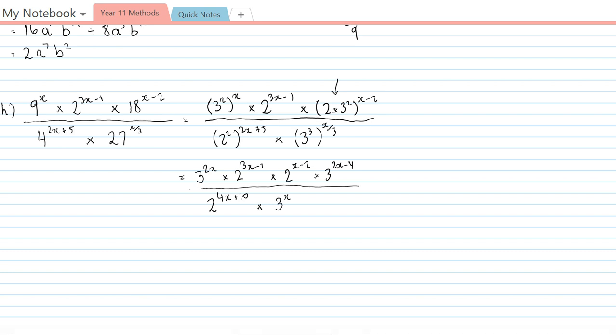Next thing I'm going to do is group the terms in the numerator. I'll do the 2 first. So 2 to the 3x take 1 multiplied by 2 to the x take 2. Add those powers, we're going to get 2 to the power of 4x take 3. Then we're going to have 3 to the power of, we've got 2x and we've got 2x take 4, so that makes 4x take 4. The denominator will just stay the same.